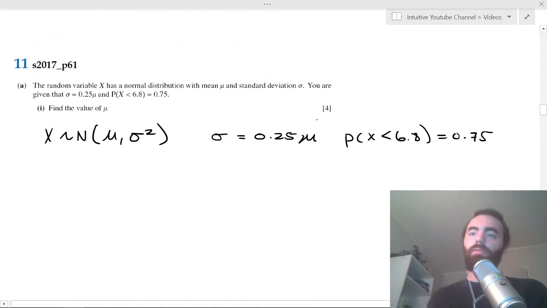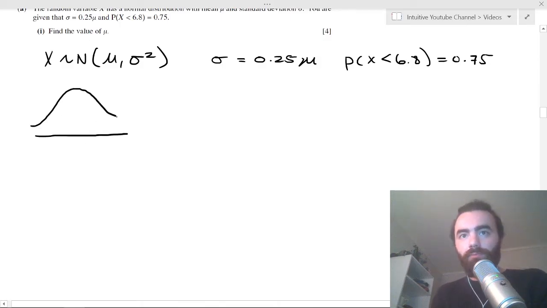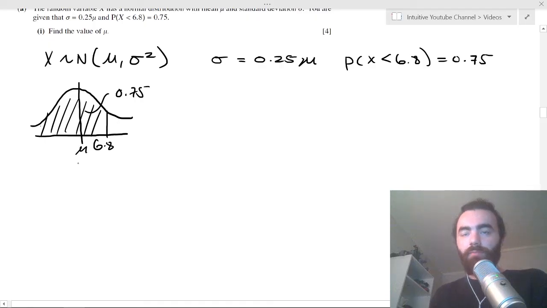So what do we always do? Well, we draw out the situation. Let's have a look at this. What have we got? And we want to find the mean. That's what they want us to do. So we're given that this probability is 6.8. This area here is 0.75. And this is the mean.